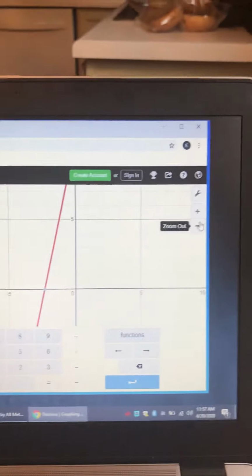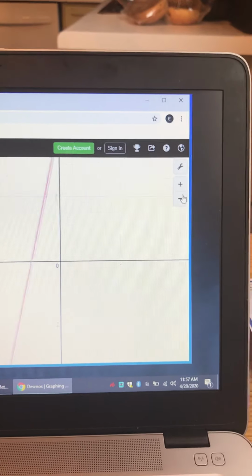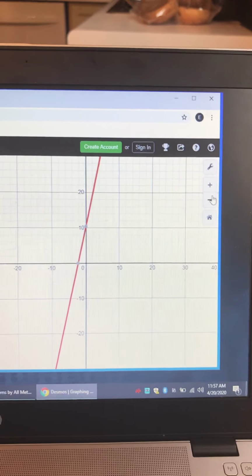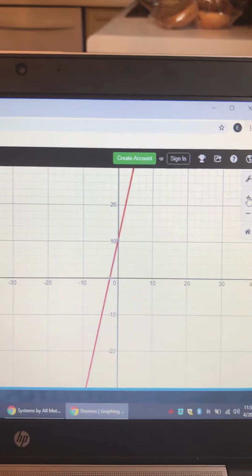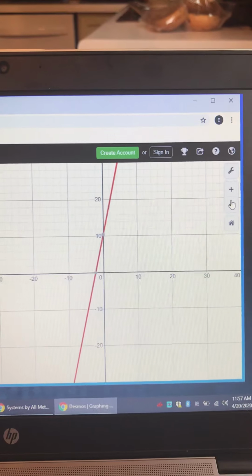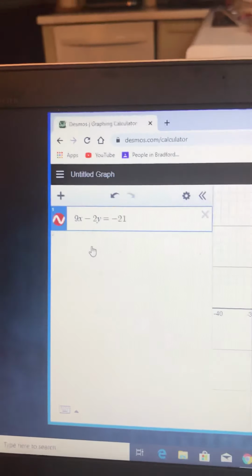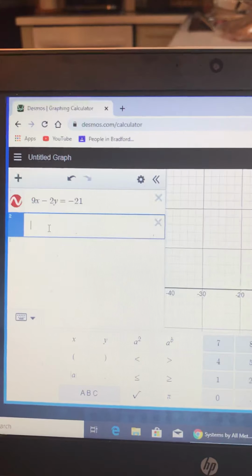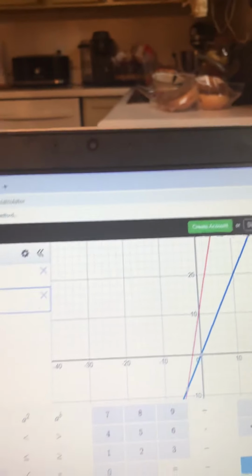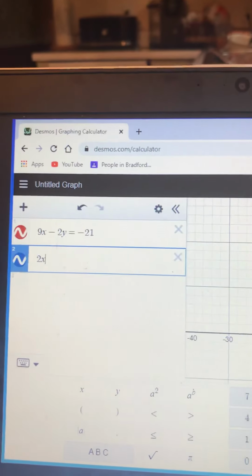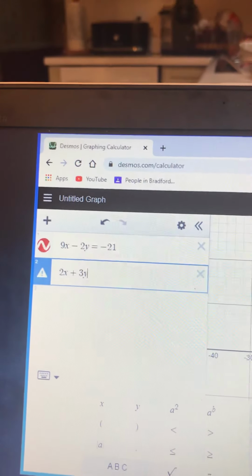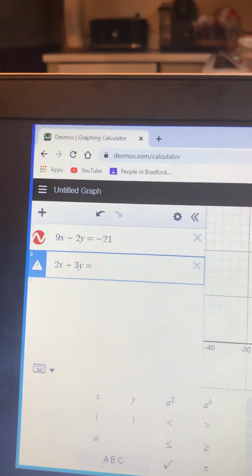You can zoom in or zoom out. We're going to zoom out. You can see it changes the level of the graph. When you zoom in, it changes what you see. We're going to hit enter, and we're going to type in our second system: 2x plus 3y equals 16.